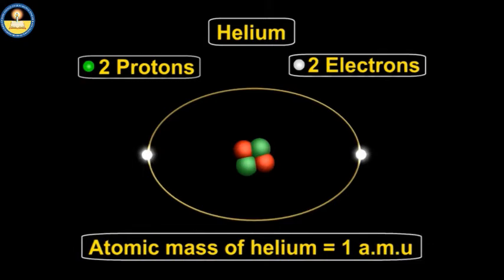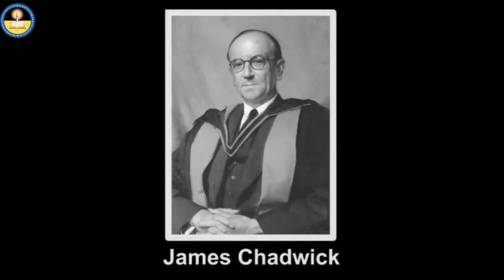In order to account for the remaining mass, the existence of a neutral particle having mass almost equal to that of a proton was proposed. Presence of 2 neutral particles in the helium atom can make the mass of helium equal to 4. James Chadwick was successful in discovering the neutral particle, neutron, inside the nucleus. Let us see how he did it.